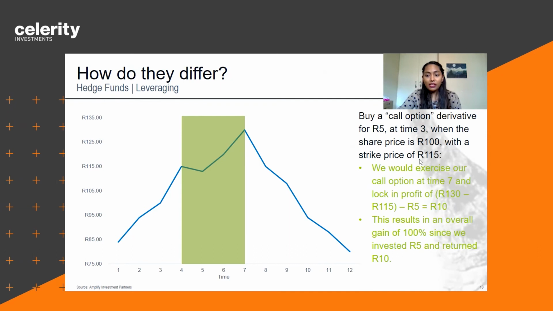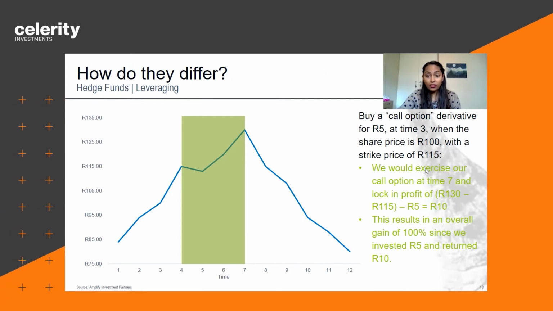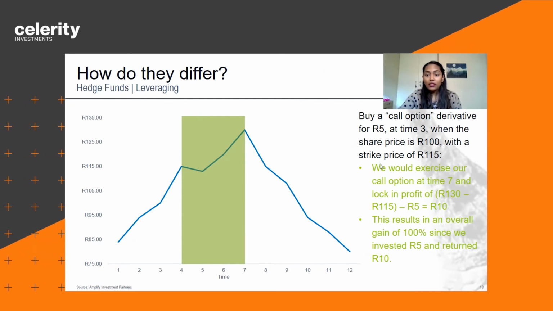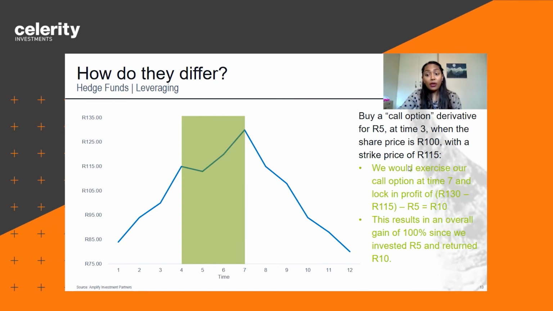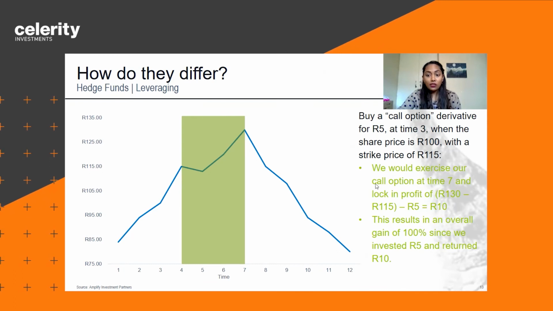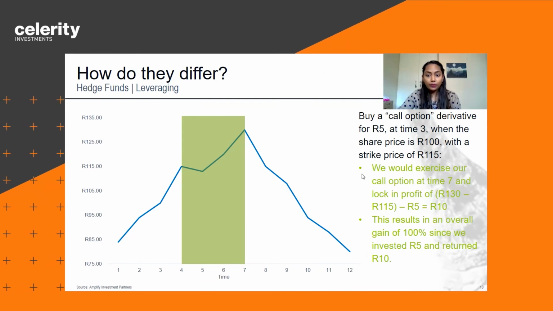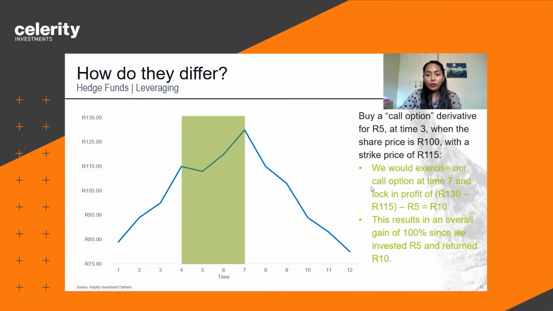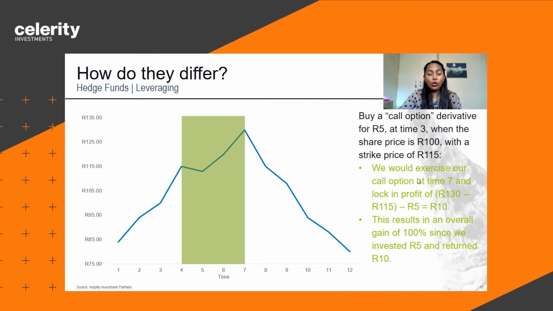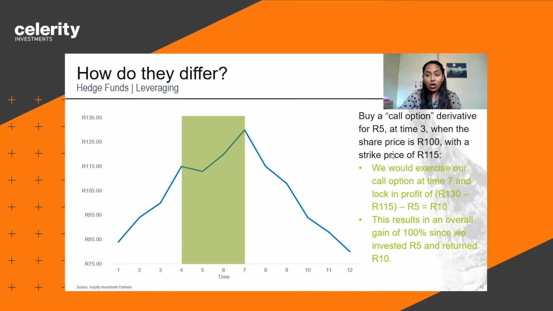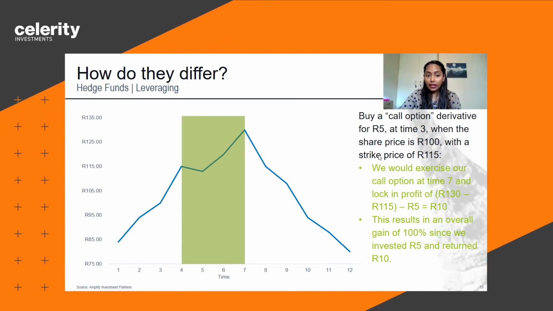This gives him the right, but not the obligation, to buy the stock at a specified strike price. Let's say that at time 3, when the share price is 100, the fund manager buys a call option for a price of 5 rand on the stock with a strike price of 115 rand. This means that if the stock price rises above 115 rand, the manager can exercise his option as the derivative starts to grow in value. At this point, though, when you just bought the derivative at time 3, the call option is still valueless since the share price is below 115. But as the share price rises above 115, the option begins to grow in value, just like I mentioned.